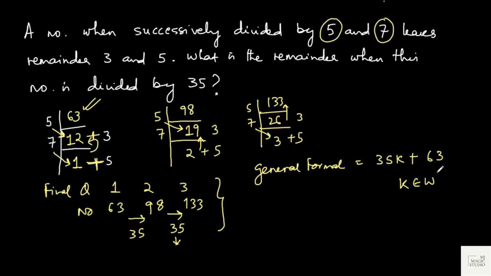Clear? Now k belongs to whole number. If we put k equals to 0, we'll get the smallest number, that is 63. If we put k equals to 1, we'll get another number, 98. K equals to 2, we'll get the next number, 133, and so on.